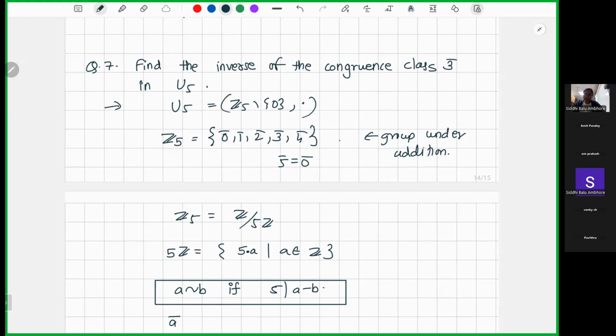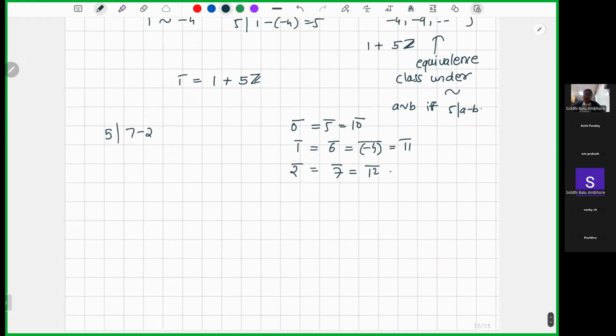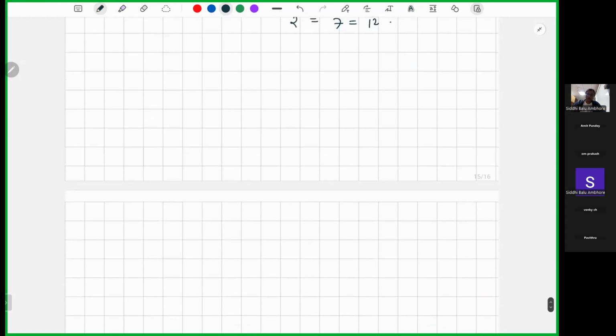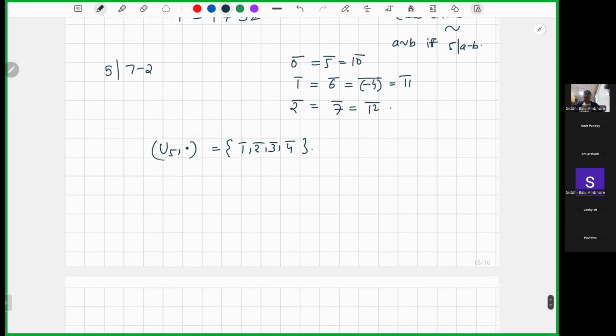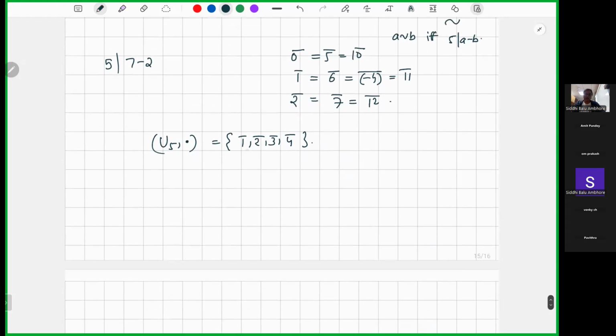U5 works under multiplication. So U5 is 1 bar, 2 bar, 3 bar, 4 bar. And how does it work? 1 bar into 2 bar is 1 into 2 whole bar. That's how it works. For example, just giving you an idea, 3 bar into 4 bar is 3 into 4 whole bar, which is 12 bar. And what is 12 bar?